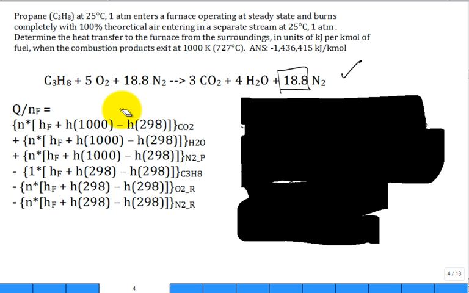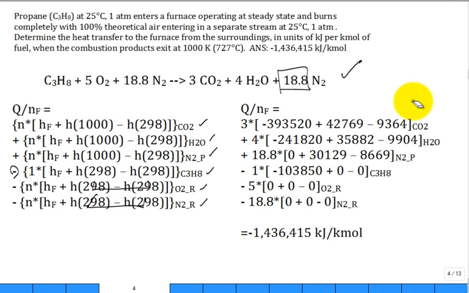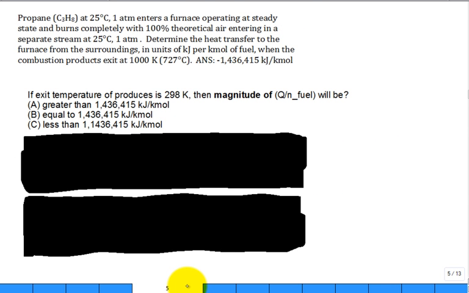And then we have the very general sum over all the products minus sum over all the reactants. CO2, H2O, nitrogen, and the products. Then minus the sum over all of the reactants. And then you can see some of these terms are definitely going to cancel. And then when you stick in the numbers, you have 3 coming from the coefficient in front of the carbon dioxide. Enthalpy of formation, this is the value of carbon dioxide at 1,000 Kelvin and at 298. Look good? All right.